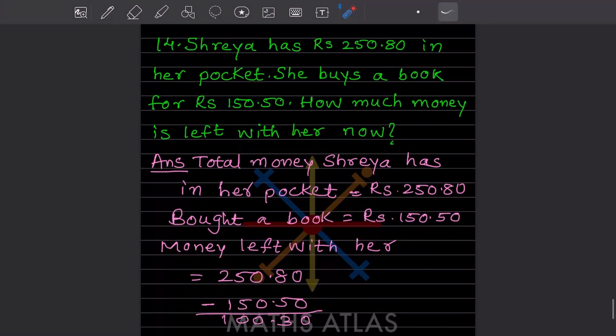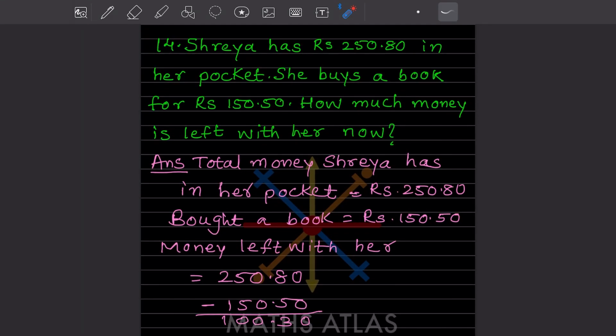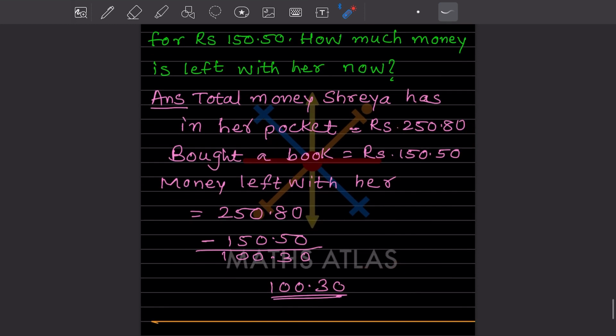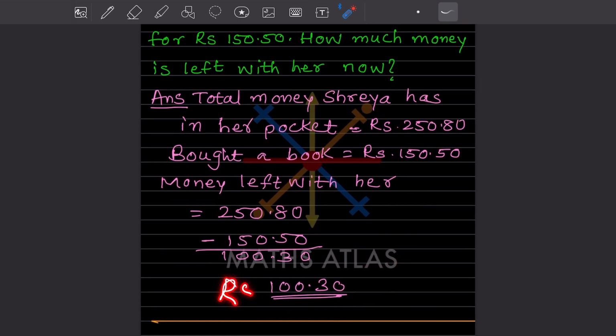Shreya had rupees 250.80 in her pocket. She buys a book for rupees 150.50. How much money is left with her now? Left means you are going to subtract. So the total money Shreya has in her pocket is 250.80. She bought a book for 150.50. Money left with her means from this you are going to subtract this one. You can write here rupees. The unit is very important, so you can just note down the rupees over here. Hope this is clear to you.